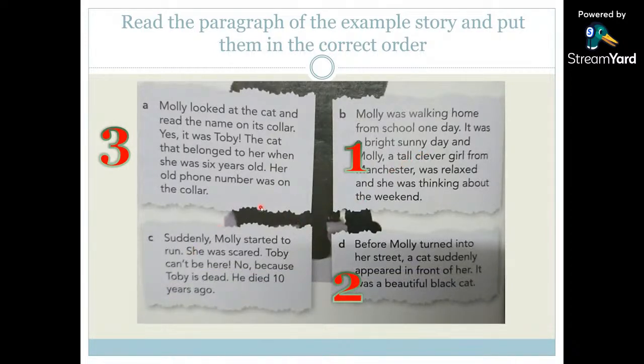So the ending for this story is suddenly Molly started to run. She was scared. Toby can't be here. No, because Toby is dead. He died 10 years ago.